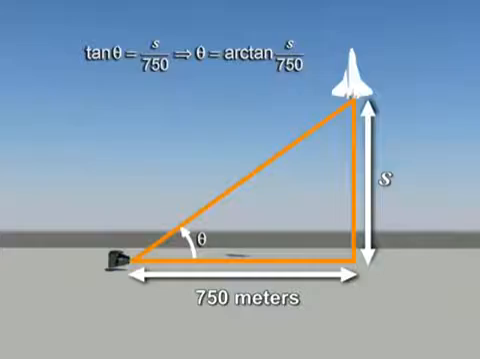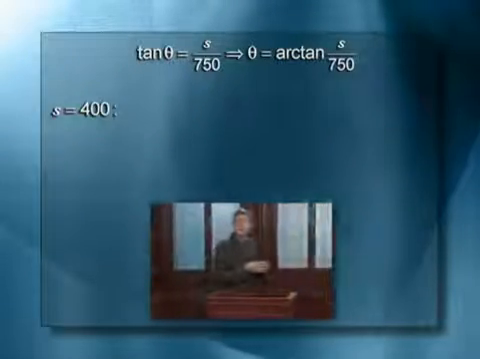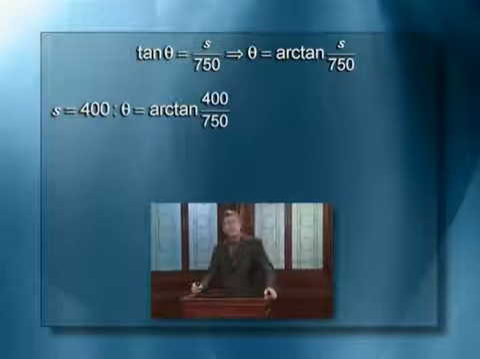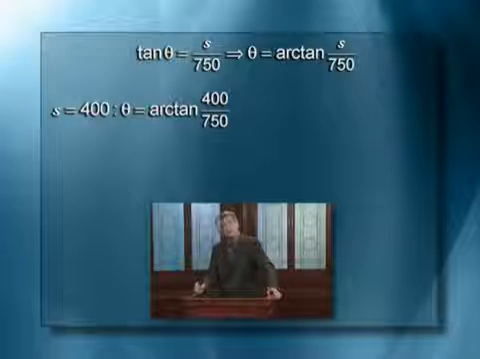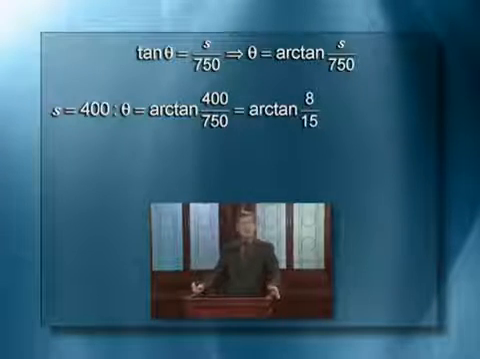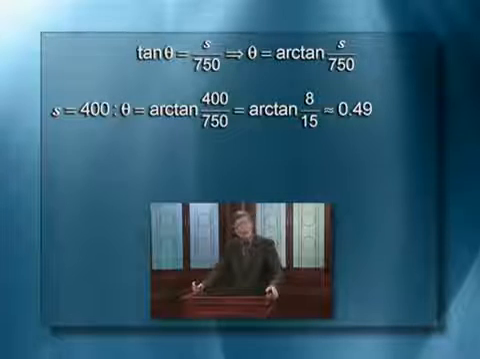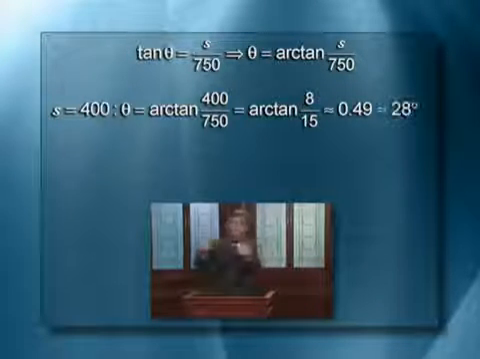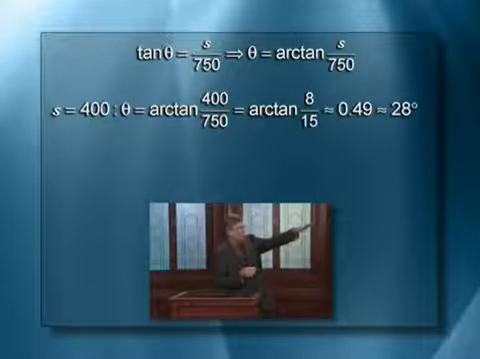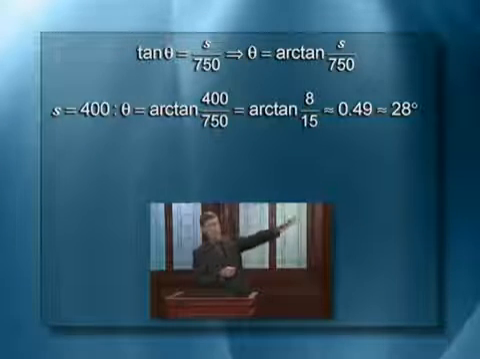Let's plug in a couple of values. If S is 400, then arctangent of 400 over 750 reduces to arctangent of 8 over 15. That's approximately 0.49 radians, which if you change over to degrees is about 28 degrees. It's not much of an angle yet.